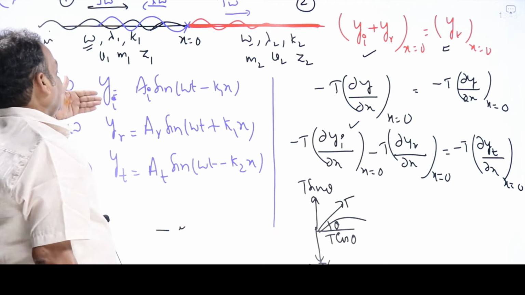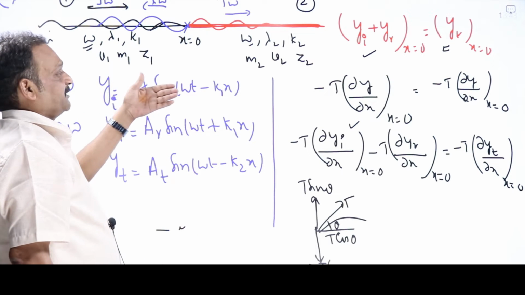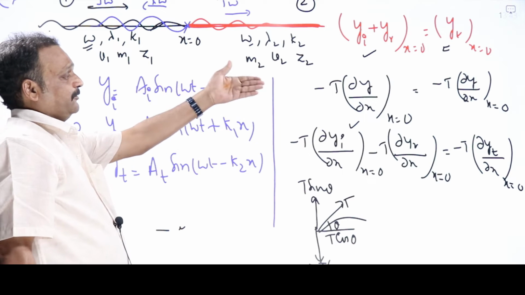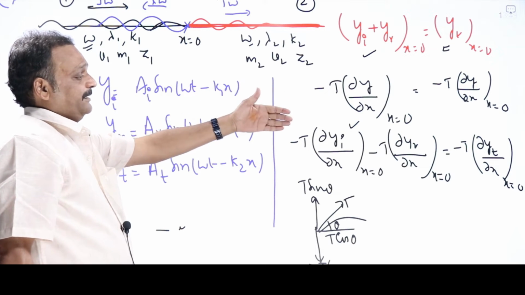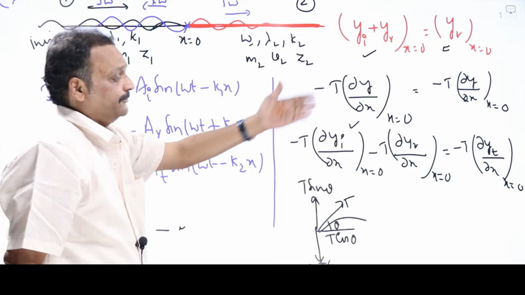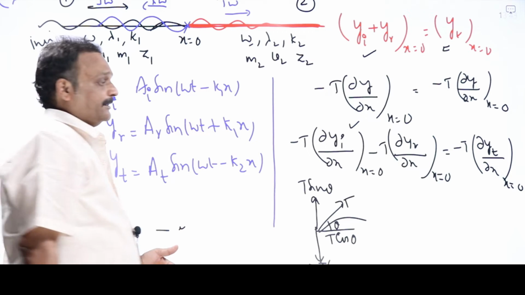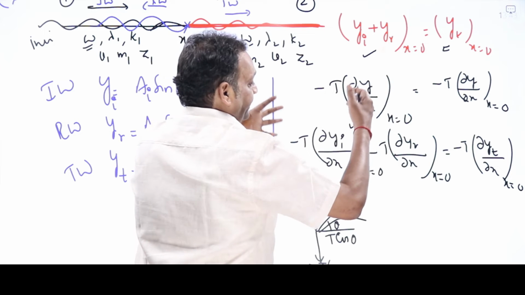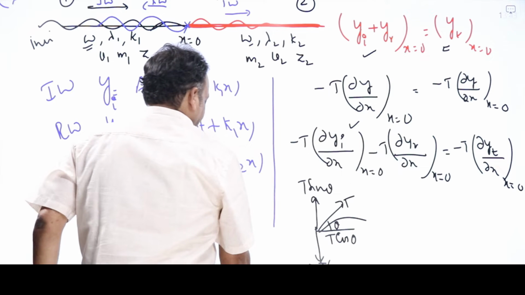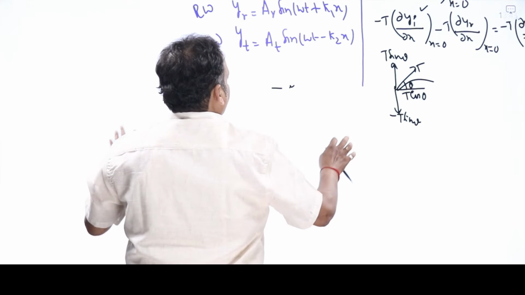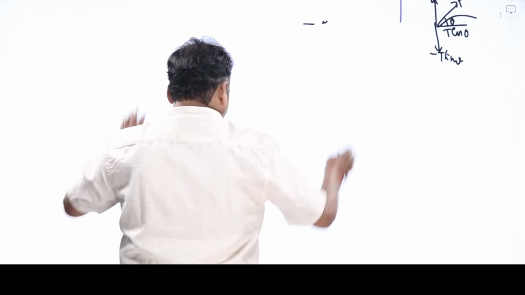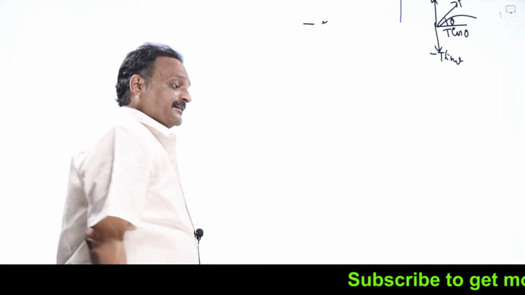Also, yi plus yr at x = 0 must be equal to yt at x = 0. ∂yi/∂x at x = 0 plus ∂yr/∂x at x = 0 must be equal to ∂yt/∂x at x = 0. Applying the boundary conditions and simplifying, I will define two parameters: the amplitude reflection coefficient and the amplitude transmission coefficient.